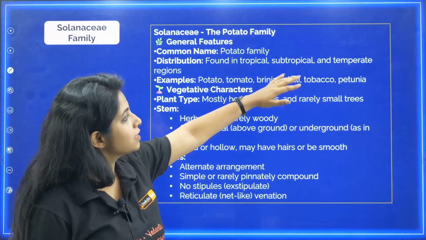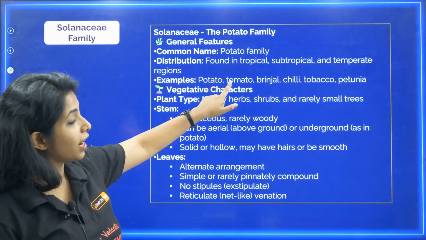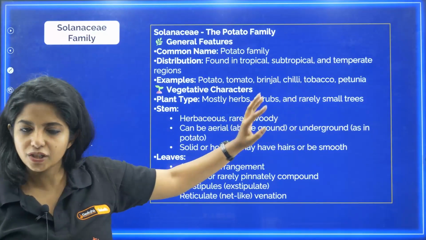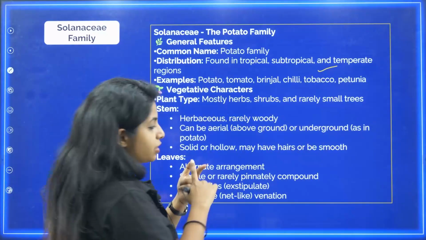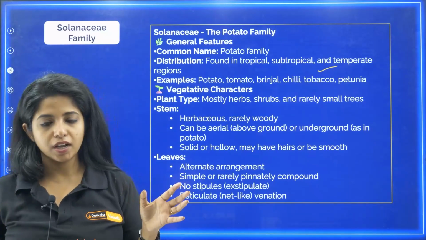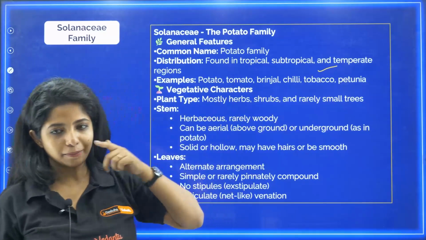Distribution is found in tropical, subtropical and temperate regions. Examples are potato, tomato, brinjal, chili, tobacco and petunia. Please remember the examples. Okay, what is it? Potato, tomato, brinjal, chili, tobacco and petunia. You should be avoiding tobacco, the rest you can probably remember.